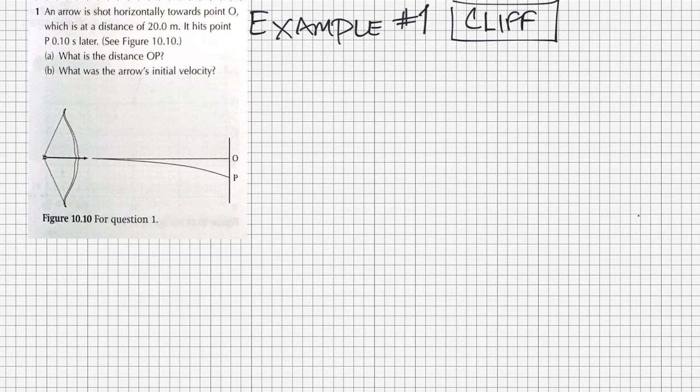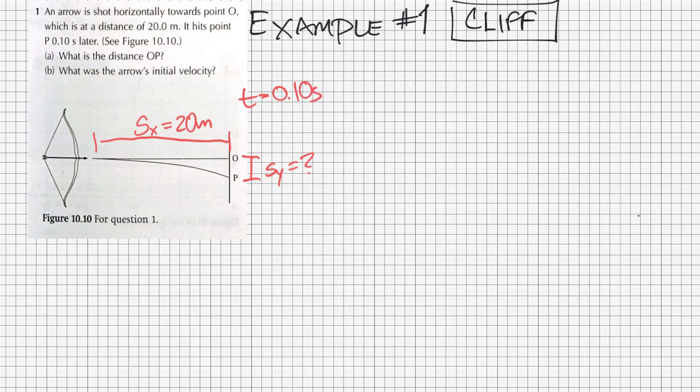So here's some things that we need to look at. This is distance in the X, and that's going to be 20 meters. This is going to be my distance in the Y, and that's going to be really what I'm looking for, right? So that's SY. It says that the time that it's in the air is 0.10 seconds.